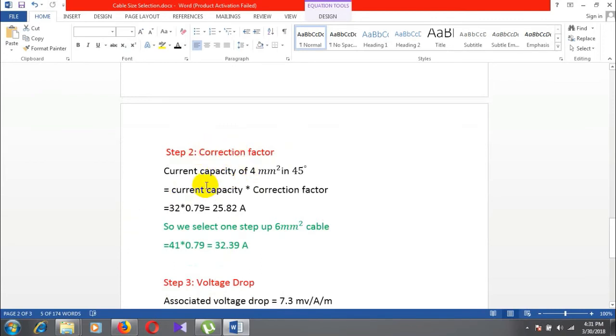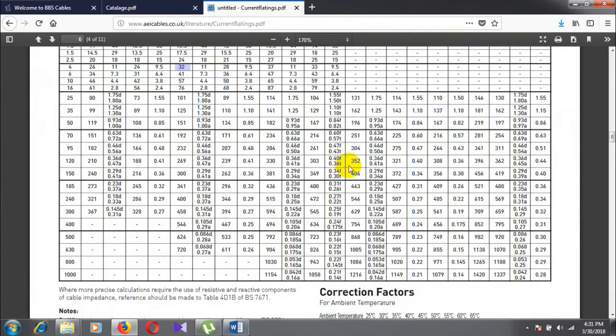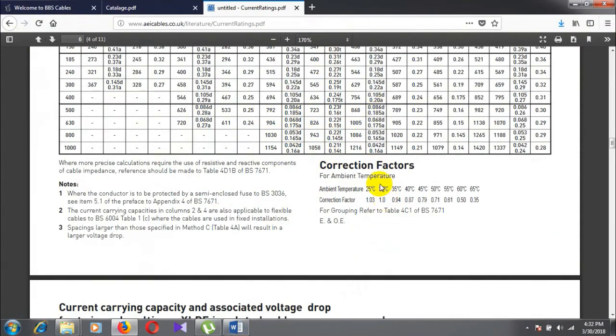Normally in a factory the temperature is high, so in this case we must also follow step 2. In the below chart we see a table on correction factor. In this table we see that at 30 degrees Celsius the correction factor is 1, but at 45 degrees Celsius the correction factor is 0.79.